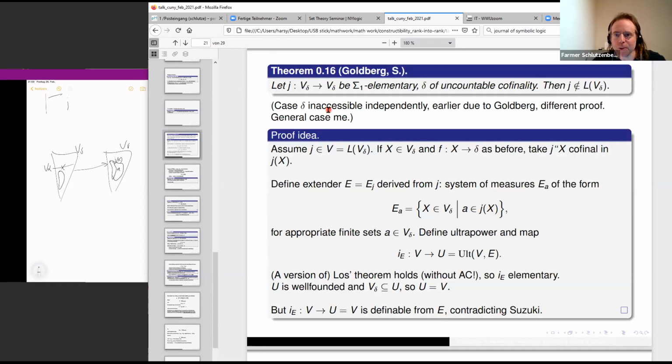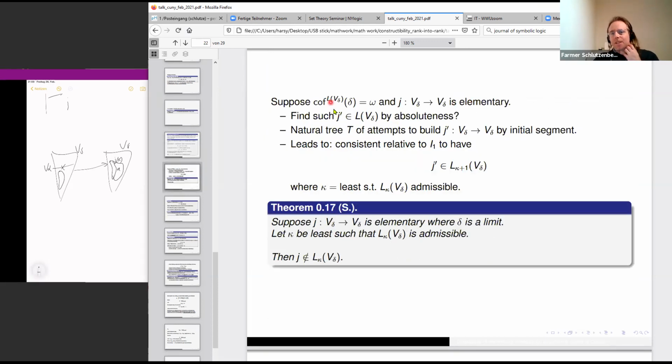So that's the uncountable cofinality case. We can ask what happens if delta has countable cofinality in L of V delta instead, in V or in L of V delta is the case that matters. So suppose we have this, and J is elementary from V delta to V delta, but J now is just in V. We're not assuming it's in L of V delta. So can we find such an embedding in L of V delta?